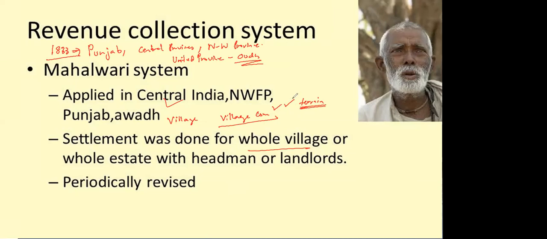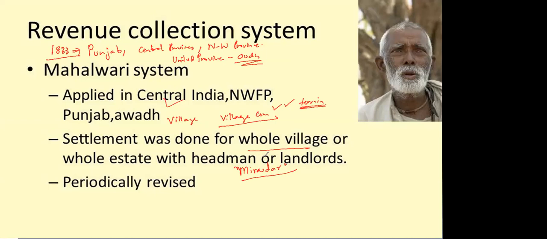They were responsible for paying all the taxes, and this revenue was collected by the village headman, who became the Mirasdar later. So this Mirasdar used to collect the land revenue and give it to the British.